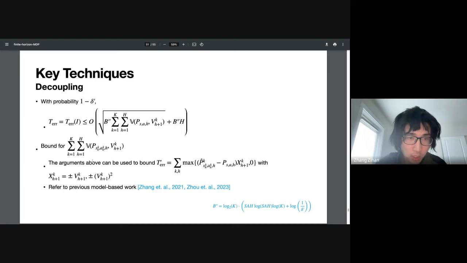For the bound of the total variance term, there are similar arguments to apply for the T error prime, which has this form, which is also error times a vector that depends on the samples after the H layer, where X H plus one K can take values of plus minus V H K or V H K square. Yeah, so here there are still some details, some dirty work. We will refer to some previous model-based work. I think I have finished the technical part.